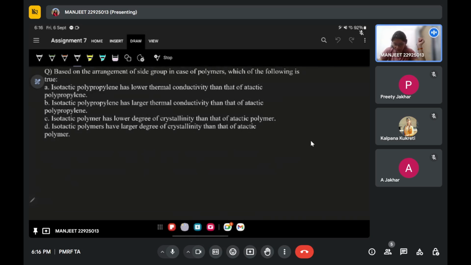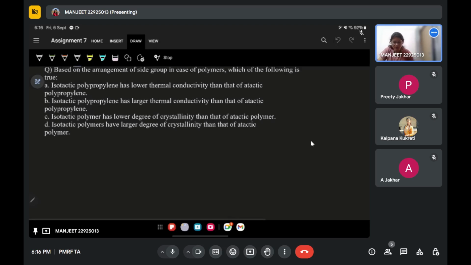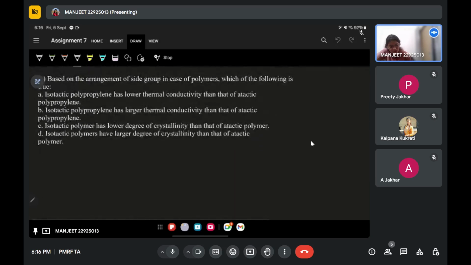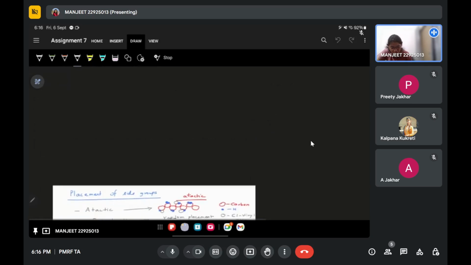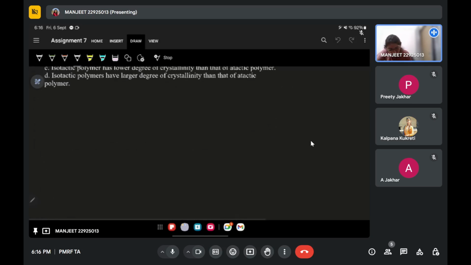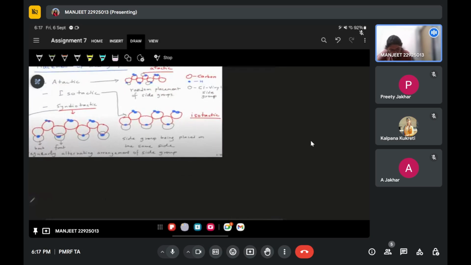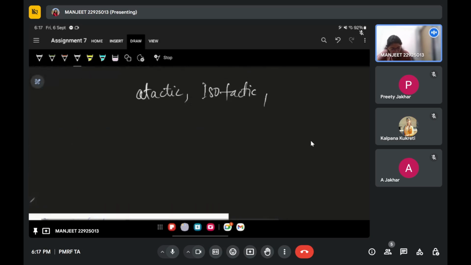In D part, isotactic polymer have the larger degree of crystallinity than that of the atactic polymer. Based on this arrangement of the side groups, we have three types of polymer. One is the atactic one, another is the isotactic one, and the third one is the syndiotactic one.